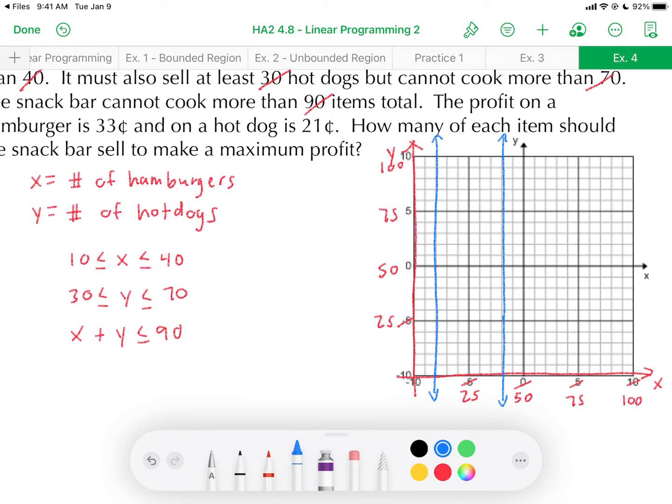Okay, so then next set of constraints has a y variable to it. So now we'll get 2 horizontal lines, right, at 30 and 70.